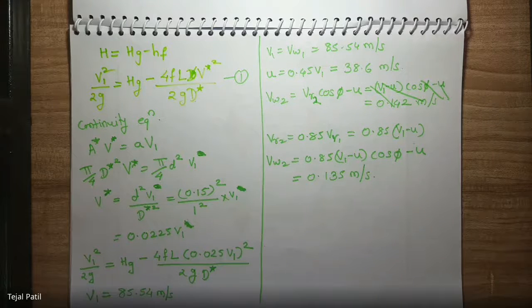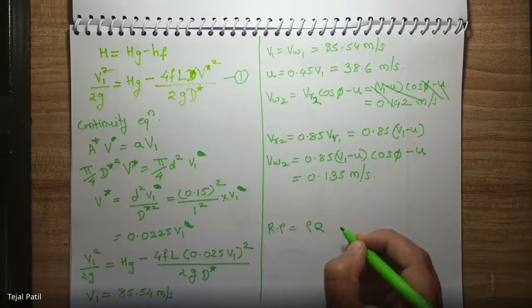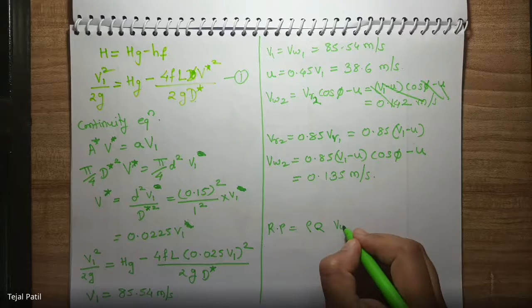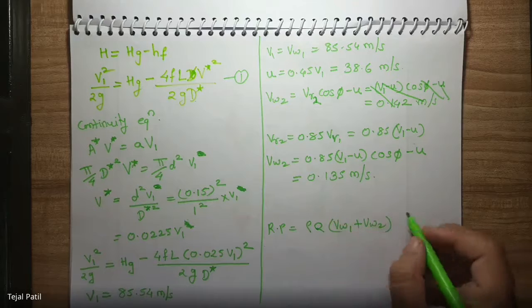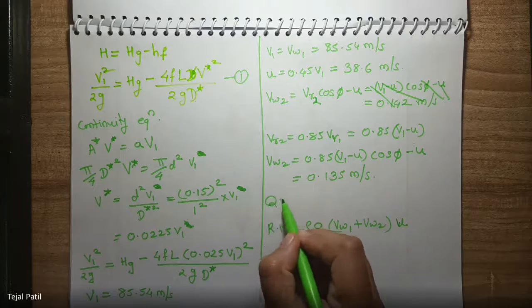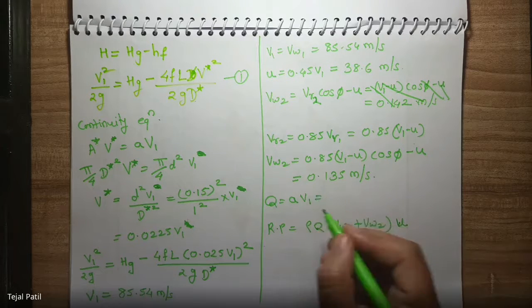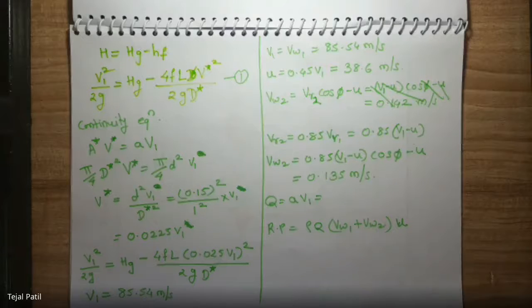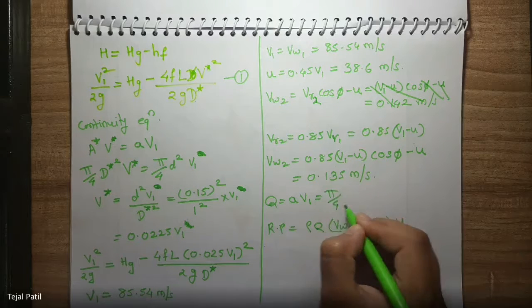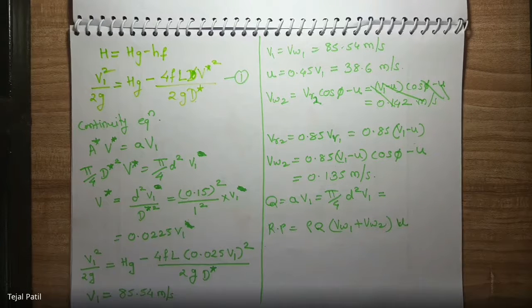Now, what is the formula of RP? Rho Q (VW1 plus VW2) into U, right? Now the task is how to find Q. So Q is area into velocity, A into V1. Again, V1 is known to you. For area, the diameter is known to you. So pi by 4 d square into V1, right? Put the values and tell me what is the value for Q.